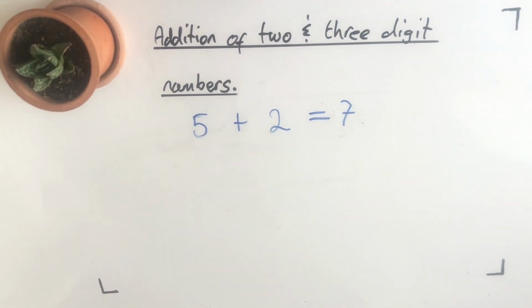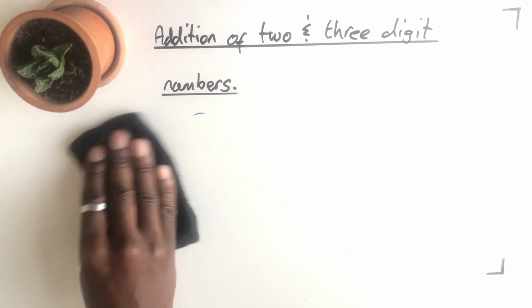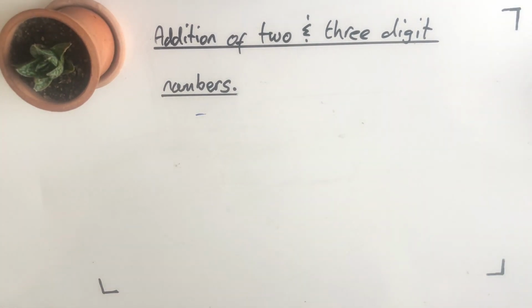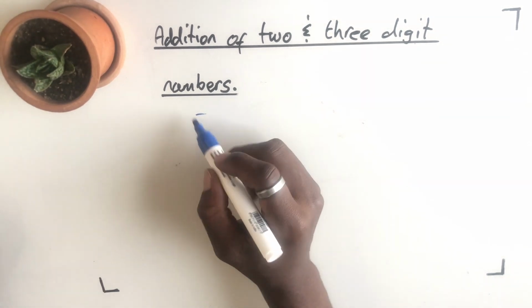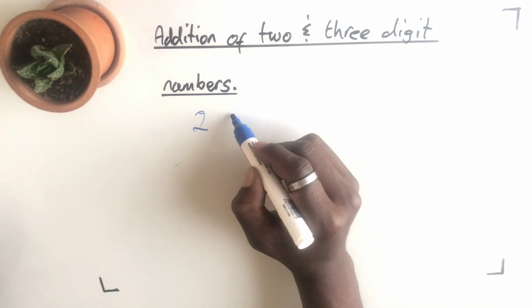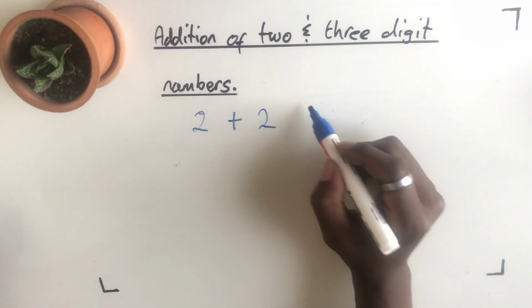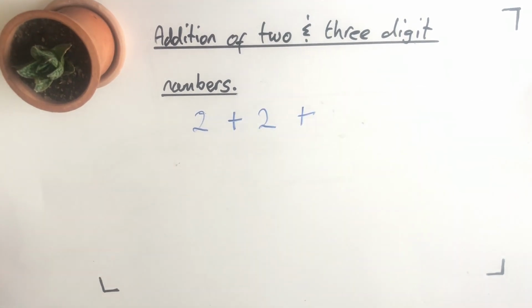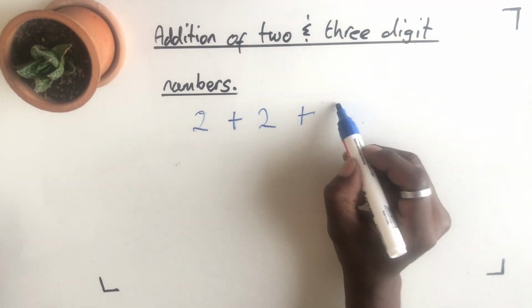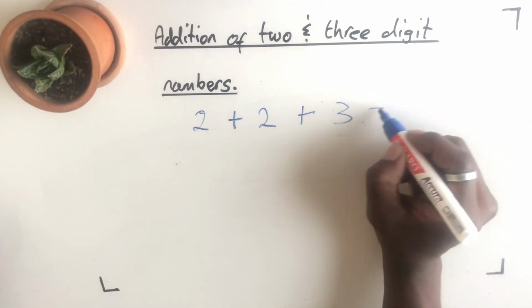Okay, right, I hope that sort of clarifies what I mean when we're adding two or more numbers together. So let's look at one where we're adding 3 numbers together. Okay, so let's say I have 2 plus 2 plus, perhaps, let me say 3.